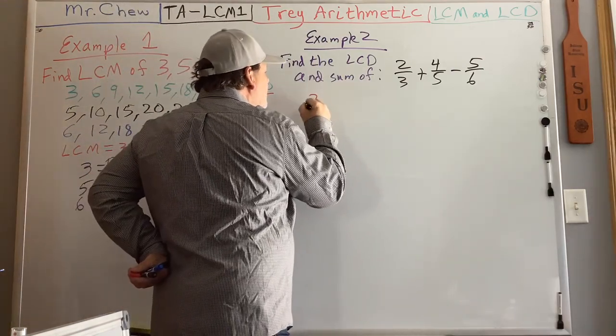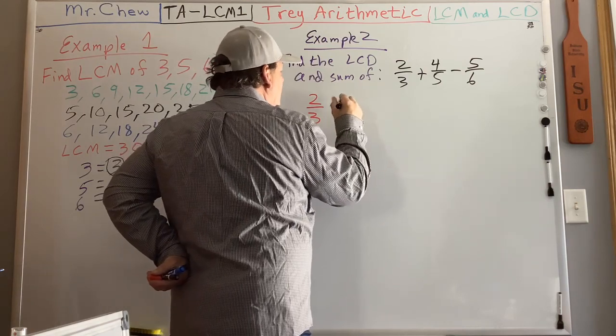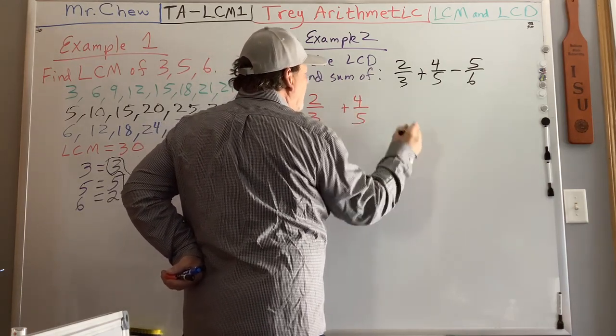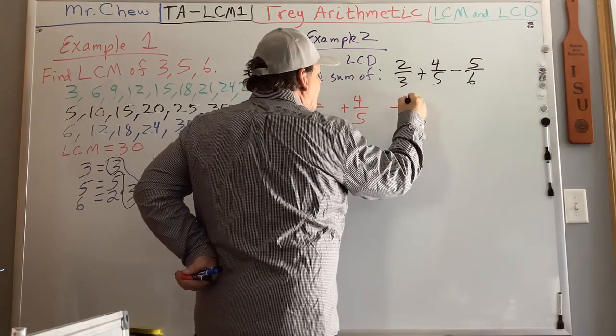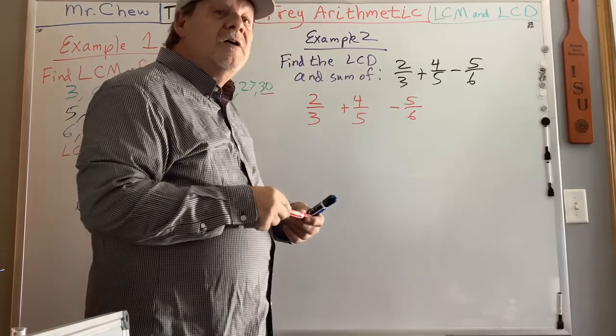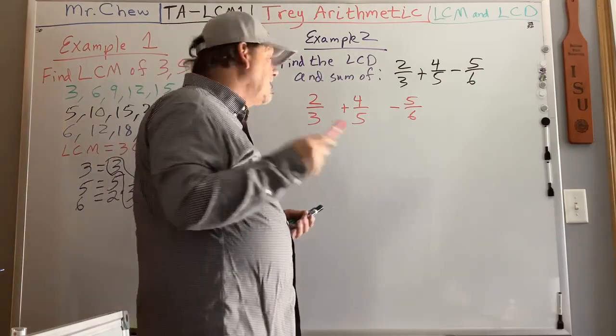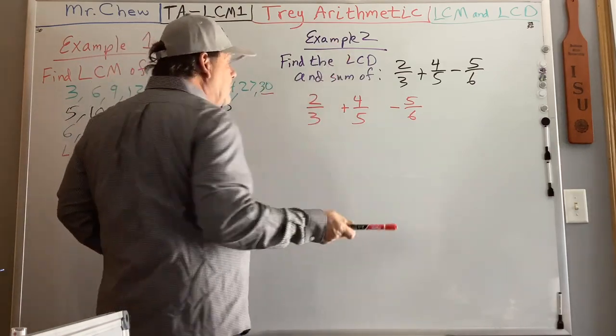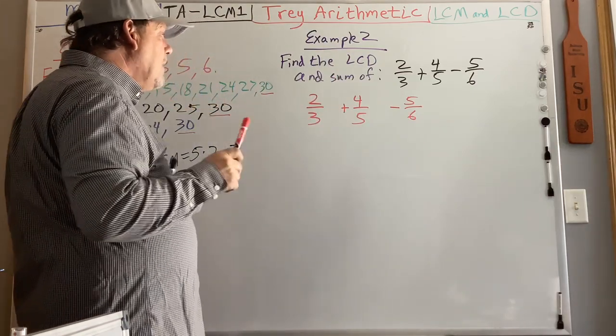So I've got my 2/3 plus my 4/5 minus my 5/6. Now I have to change them so they all have the same denominator, and I want it to be a least common denominator. So I have to find the LCD, which we know is 30. So we know it's going to be a 30.